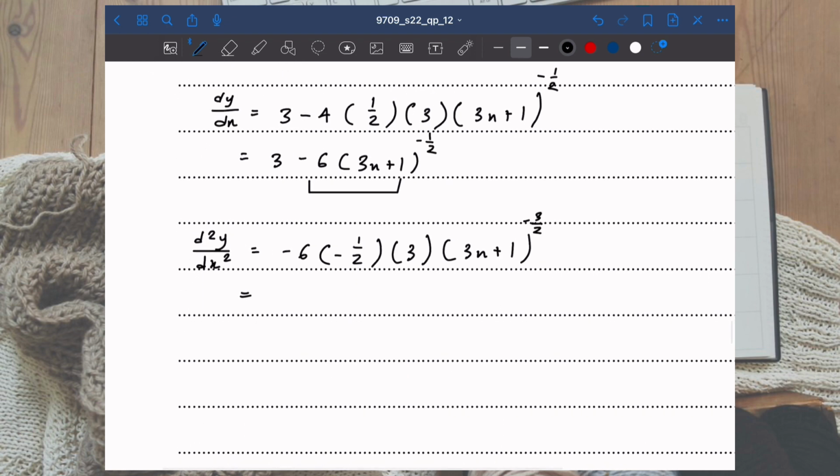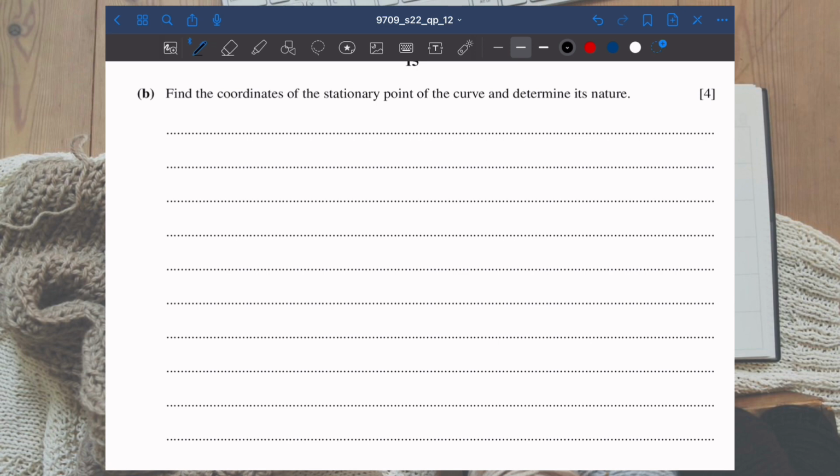So we get 9(3x+1)^(-3/2). So that will be your dy/dx and d²y/dx². Part B, find the coordinates of the stationary point of the curve and determine its nature. We use dy/dx to find the coordinates of the stationary point, and we use d²y/dx² to determine its nature. So at the stationary point, dy/dx equals 0.